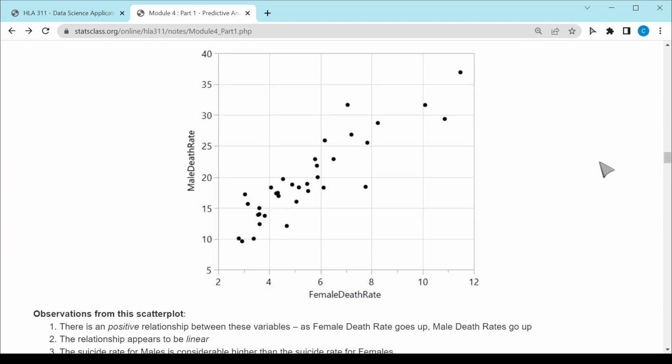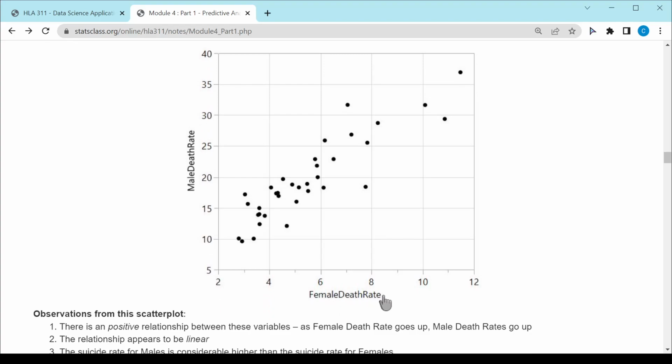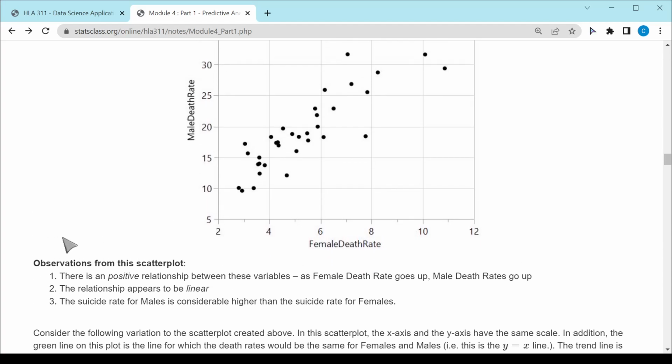Here is the scatter plot, and I can see that the female death rate here is along the x-axis. That's going to be my predictor variable. And then on the y-axis is going to be the male death rate, and that's considered the response variable. Again, I want to try to predict or understand the male death rates from suicide using information about the female death rates.